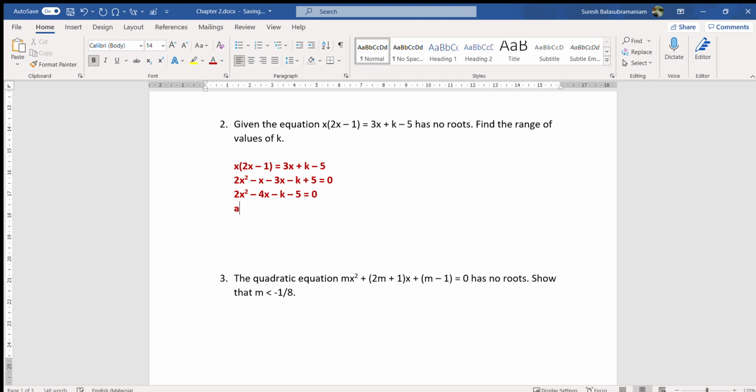Now I can state what is my a, b and c. A is equal to 2, b is equal to negative 4, and c is equal to negative k minus 5. Okay, negative k minus 5. Oh, sorry, it's negative k plus 5. Yeah, I made a mistake with the sign here. It's negative k plus 5.